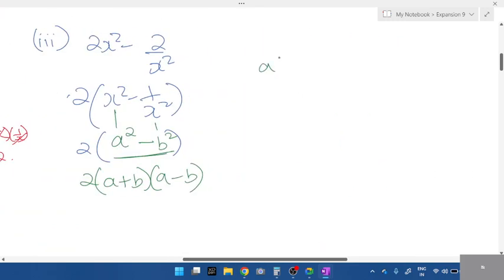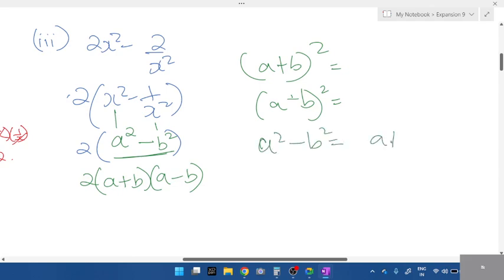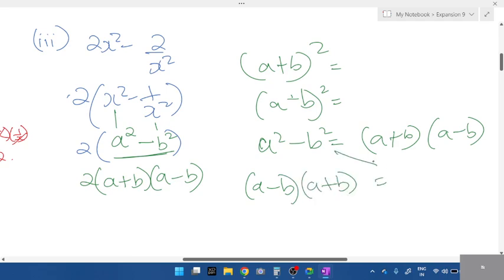You're giving wrong formulas. Tell me what is a plus b the whole square? Right? Write it. And whenever you have a square minus b square, what's the answer? a plus b into a minus b. Or if they give you a minus b into a plus b, both are same. What's the answer you should get? a square minus b square. First, write this, memorize this.